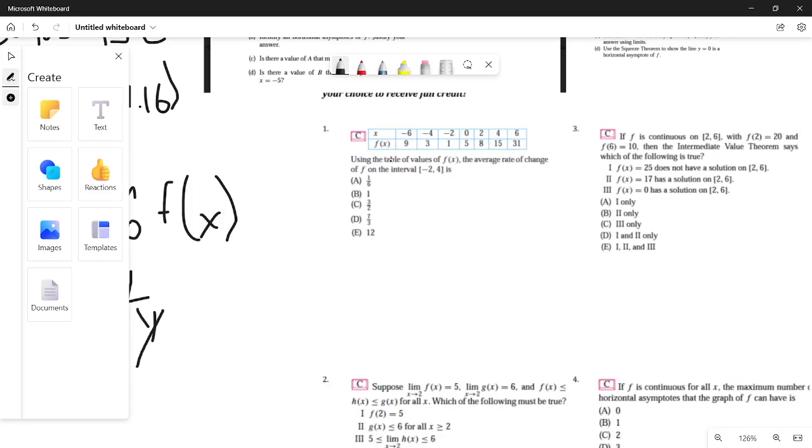So using the table of values of f of x, find the average rate of change on the interval -2 to 4. This is gonna be one of the easier questions that you get on the whole thing. It's essentially a slope calculation. Is it 15 minus 1 over 6? So that's 7/3.